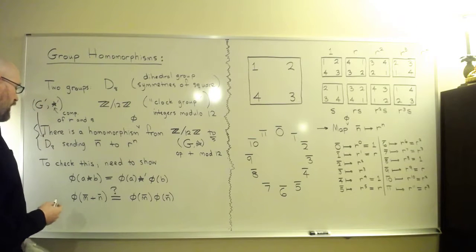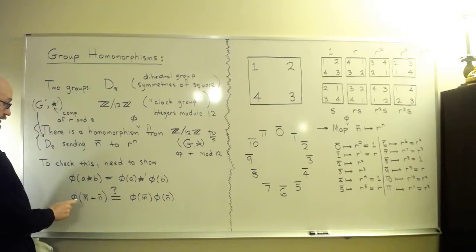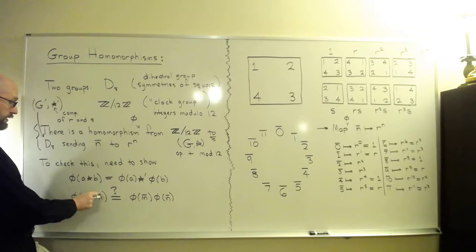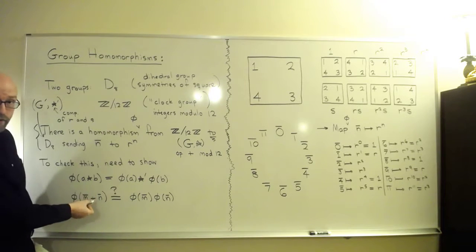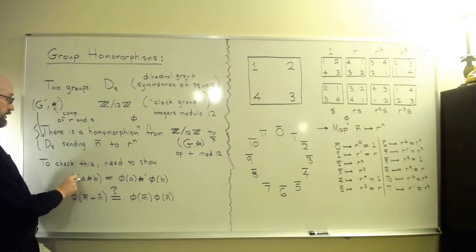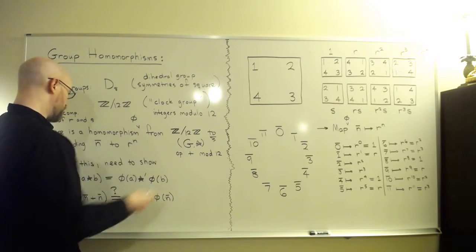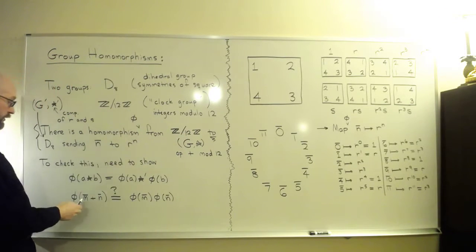So what does this boil down to? Well, the left-hand side here, you remember, before we can apply the map phi to this m plus n, we have to put these two together using, remember this was A star B, that's what this meant in this case, but we have to put these two together in the group G, which in this case is the clock group, integers modulo 12, before we can apply phi to them.